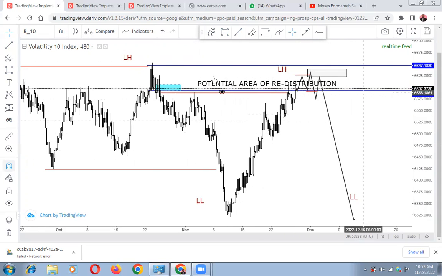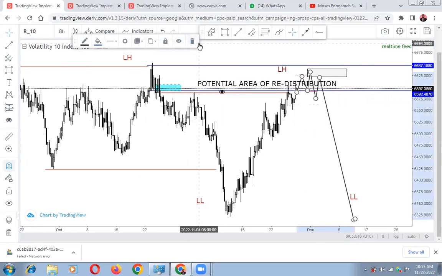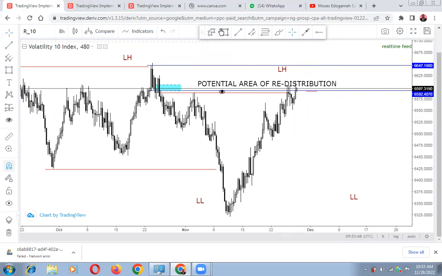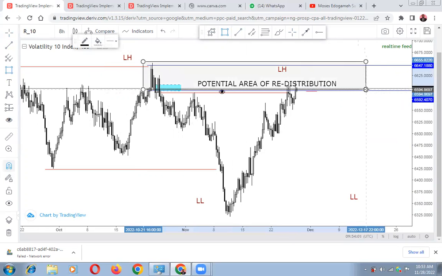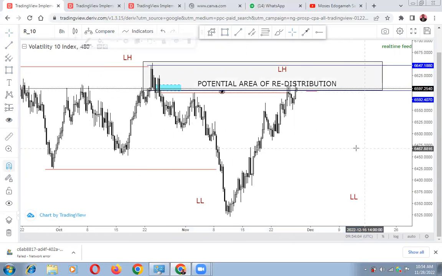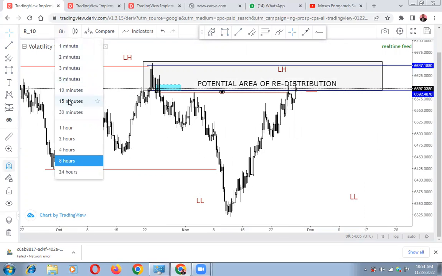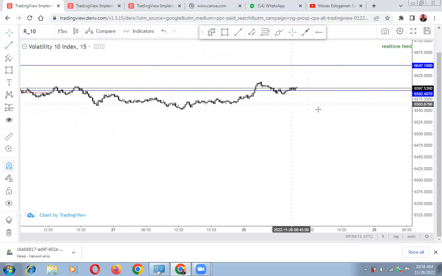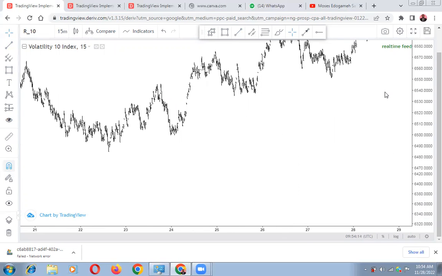Now let me remove this. I wouldn't need that now. Let me remove this so that I'll go to lower time frame and see what price is doing at this region. Let me just mark this region like this. So let me go to my 15 minutes and see what price has been doing within this region, because price has come to that place.